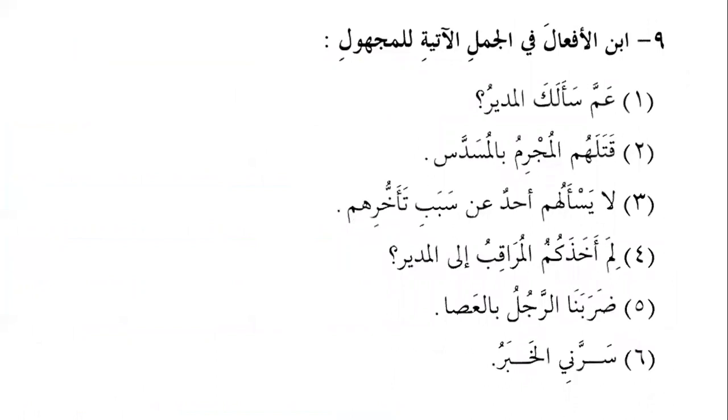Now you have to make ibn al-af'ala fil jumal al-atiyati lil majhul. Now we have to make the passive from the following verbs, or sentences. Okay, amma sa'alaka al-mudiru. We know that when we use it as a question, then alif will be dropped. Amma sa'alaka al-mudiru, what did the manager ask you about? Ka will be changed into ta. Amma su'ilta, what were you asked about?